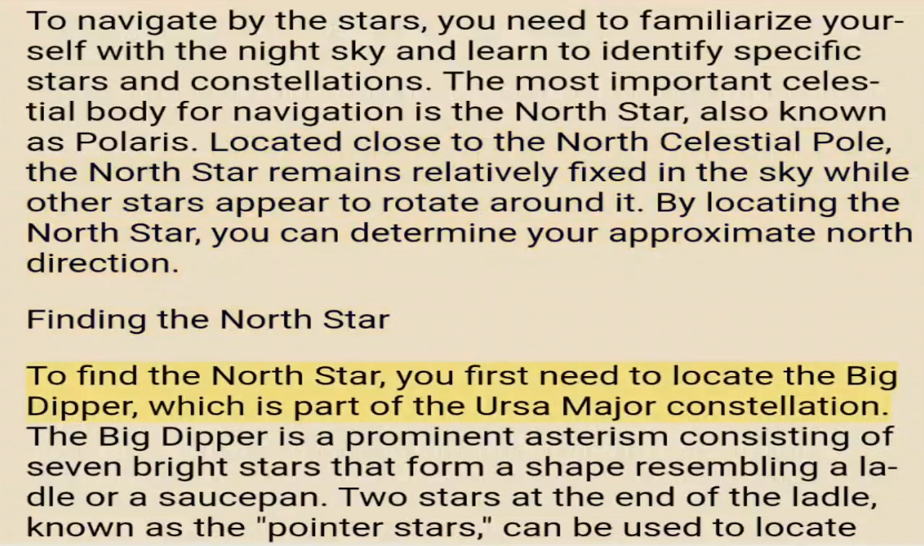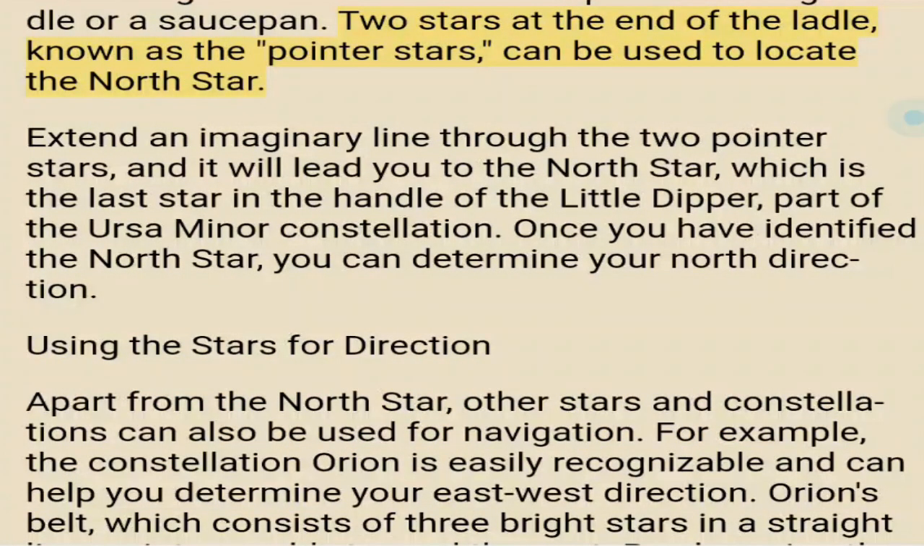Finding the North Star. To find the North Star, you first need to locate the Big Dipper, which is part of the Ursa Major constellation. The Big Dipper is a prominent asterism consisting of 7 bright stars that form a shape resembling a ladle or a saucepan. 2 stars at the end of the ladle, known as the pointer stars, can be used to locate the North Star. Extend an imaginary line through the 2 pointer stars, and it will lead you to the North Star, which is the last star in the handle of the Little Dipper, part of the Ursa Minor constellation. Once you have identified the North Star, you can determine your north direction.